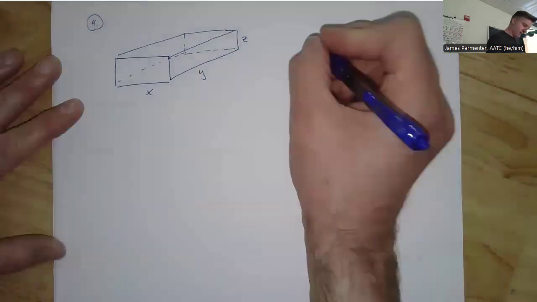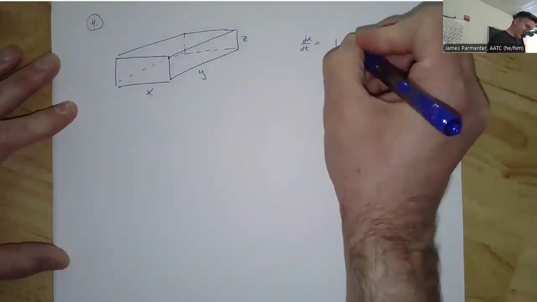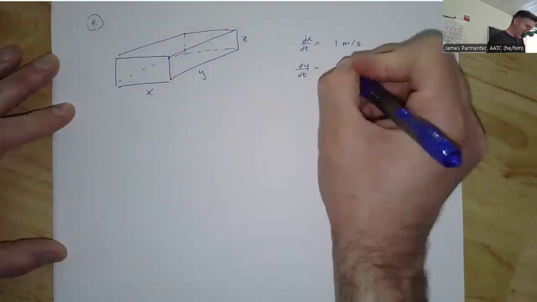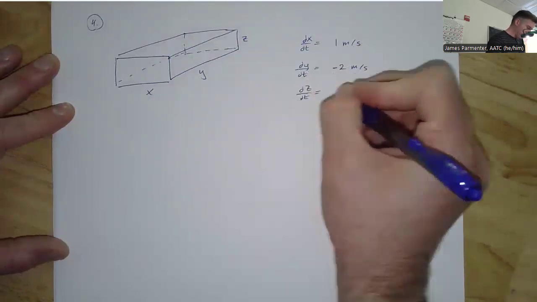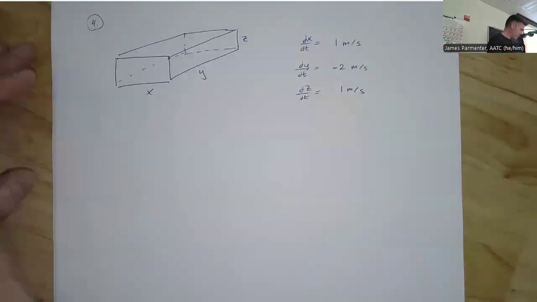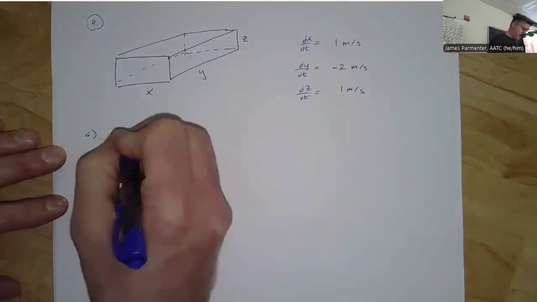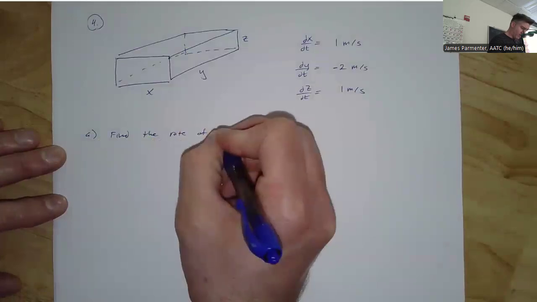We're told that dx/dt is 1 meter per second, dy/dt is negative 2 meters per second, and dz/dt is 1 meter per second. And then we're asked to find a few different rates of change. We're first asked to find the rate of change of the volume.